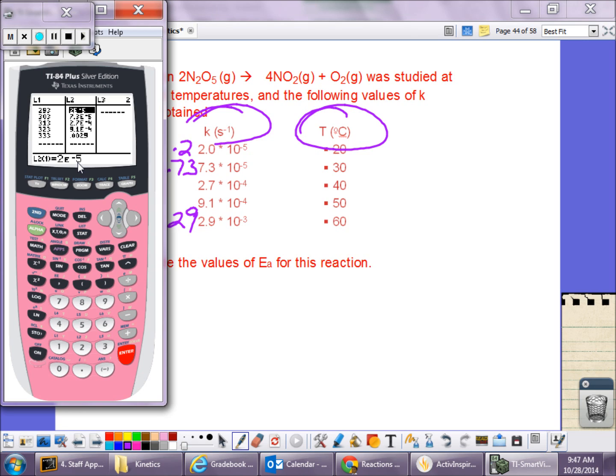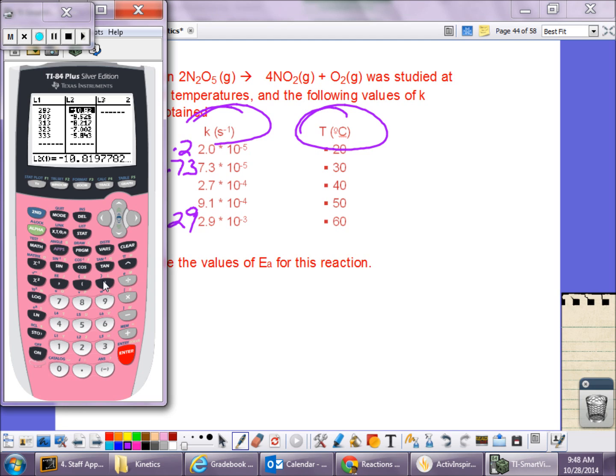Now we are still not done. We want y to be the natural log of the concentration. So go all the way on top of L2 and then do natural log, ln L2, because we don't need the concentration, we need the natural log. Enter. Now what we have is the reciprocal. Did we do reciprocal? No, we did not.